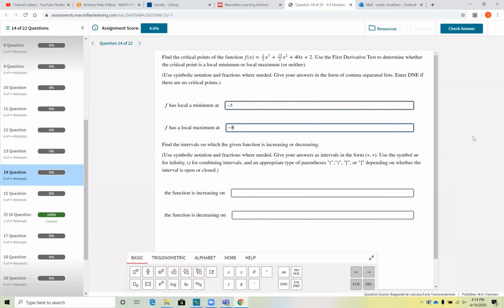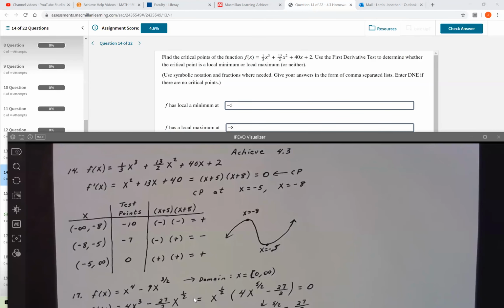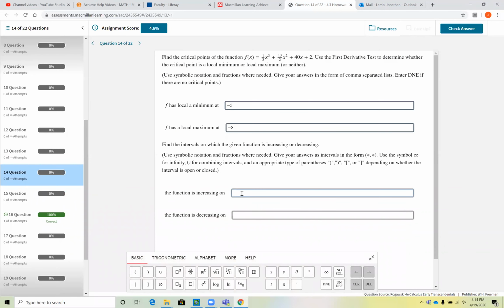Now I'll erase that a second and then come down here and say, well, now it's asking for the intervals on which my function is increasing, decreasing. Let me bring this back up one more second. And you can say, well, it's increasing whenever the first derivative was positive. It's going to be increasing from -infinity to -8 union -5 to infinity. So I'll have to put that for the increasing, and I'll say, okay, the function is increasing on the interval, the group, from -infinity up to -8.